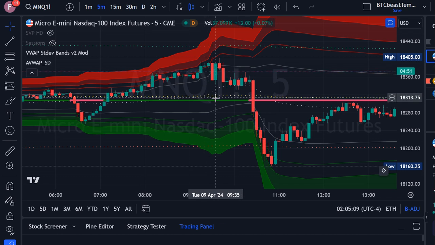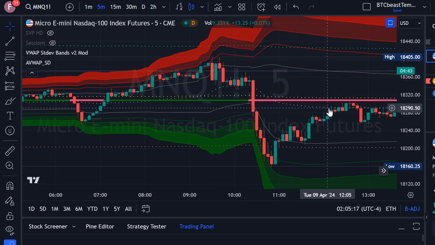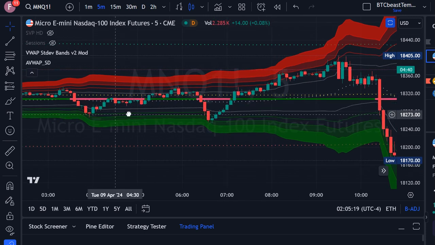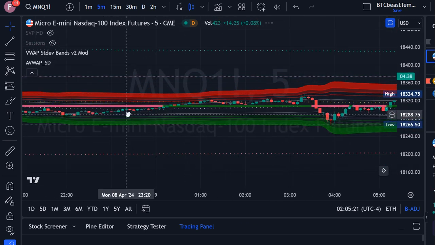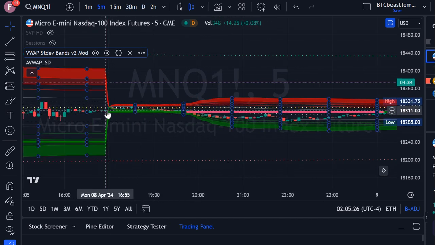So we have the VWAP. The yellow dotted line is the weekly, and the white dotted line is the daily. If you go back here, you'll see that it was anchored. Yesterday was a really good day. It showed you all the trades, which you see is anchored to the prior day. And here's the prior day.